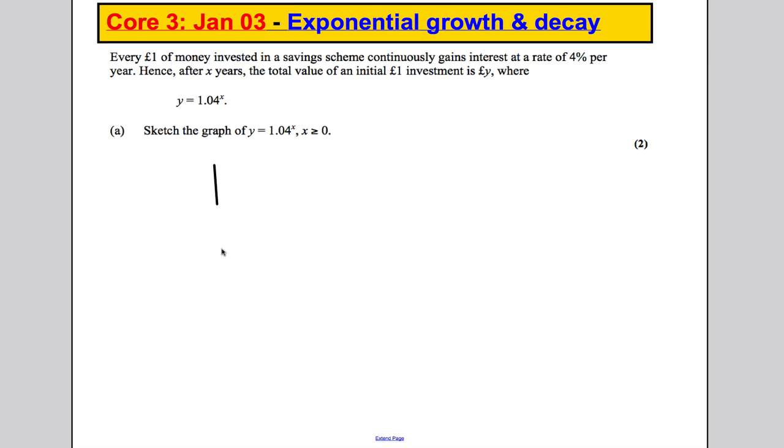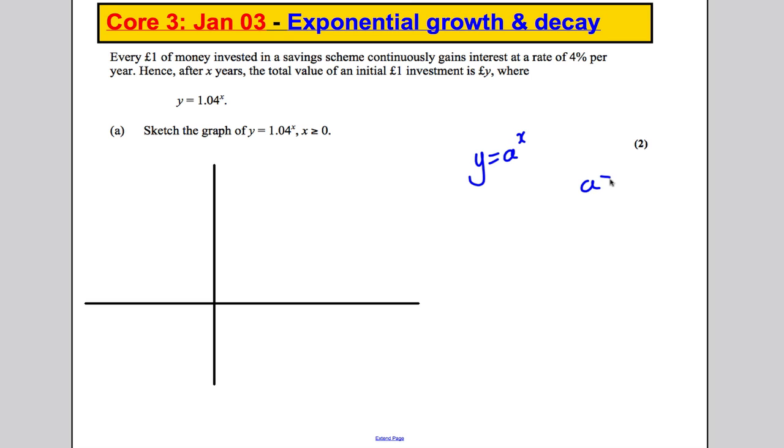Anything, remember, of the form y equals a^x, where a is a positive number, looks like this and crosses at (0, 1). So we know our graph is going to look something like this, where a is 1.04. However, we're told that x is bigger than or equal to 0 because it's the number of years. So if we were drawing this, we've got to be very careful. Make sure we make the graph start here and go up exponentially as such.